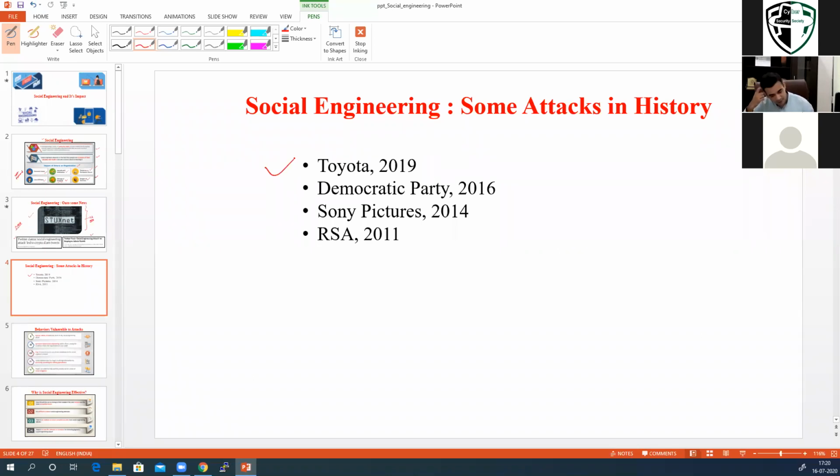The money lost amounts to USD 37 million, and the attackers used persuasion. They persuaded a finance executive to change the recipient's bank account information in a wire transfer. So basically they persuaded a finance executive to change information related to the bank credentials. That is what happened in this kind of attack.